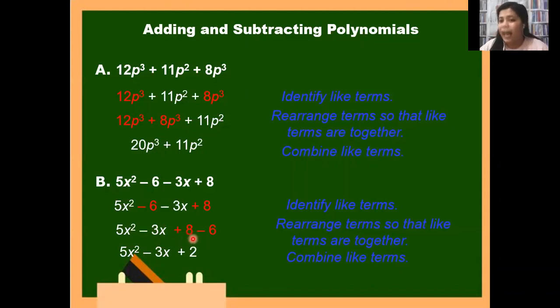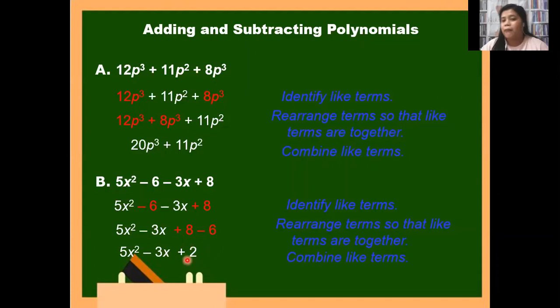And lastly, our constant term, which is positive 8 and negative 6. Since they are alike terms, we can combine them by performing the operation here. Since positive 8 and negative 6 have different signs, we need to subtract them. So positive 8 minus 6, the answer will be 2. Now, we need to follow the sign of the greater number. Which one is greater? Of course, it's positive 8.